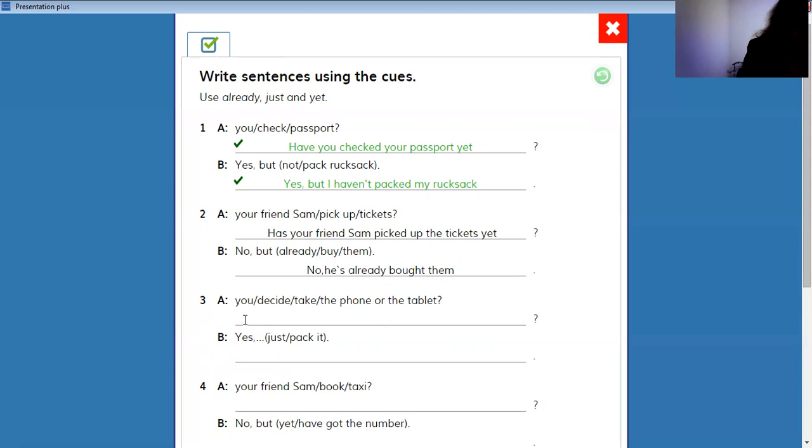Exercise 3. For "you" I have to use have. Have you. They decided. Decided. This is a regular verb too. Okay. To take. To take what more? To take the phone on the tablet. Okay. Good. On the tablet. Now the next.